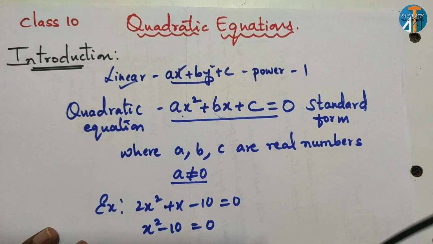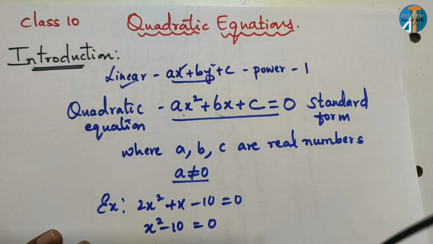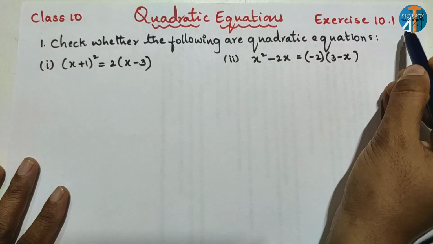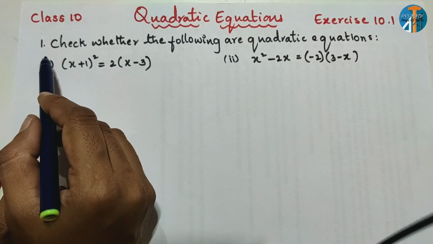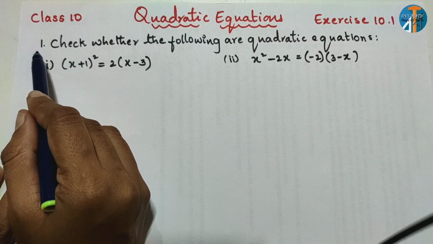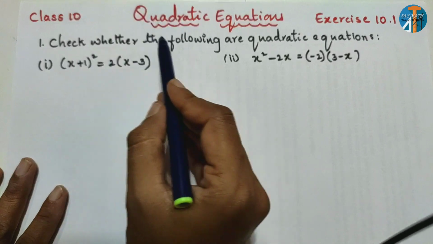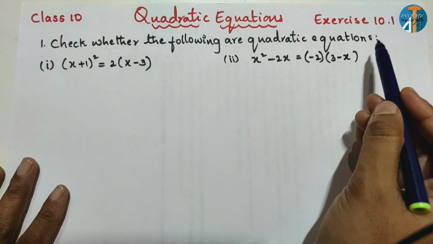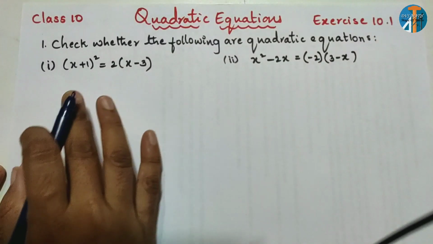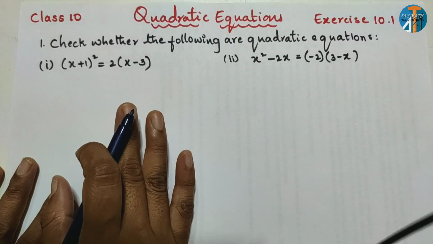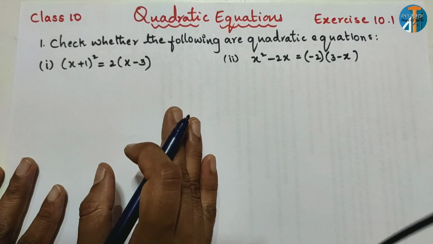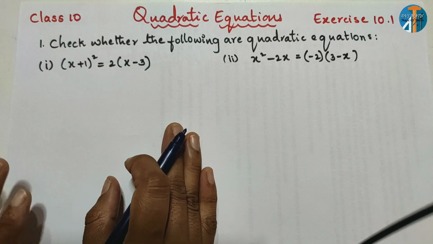Move on to exercise 10.1, the first exercise in this lesson. First exercise is 10.1, question number 1. Here we have two questions. In question number 1, we have 8 sub-questions, so let us discuss one by one. Check whether the following are quadratic equations. That means you have to check whether they are in the general form ax square plus bx plus c. So let us check now.